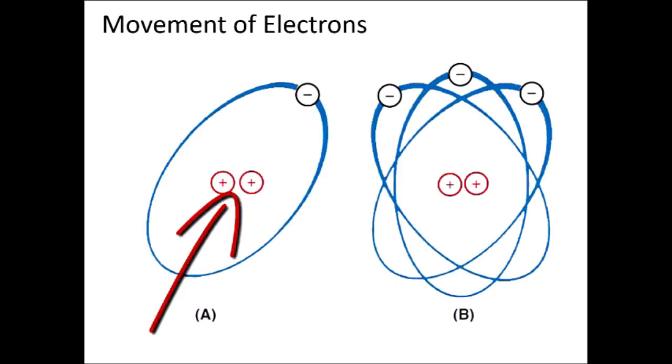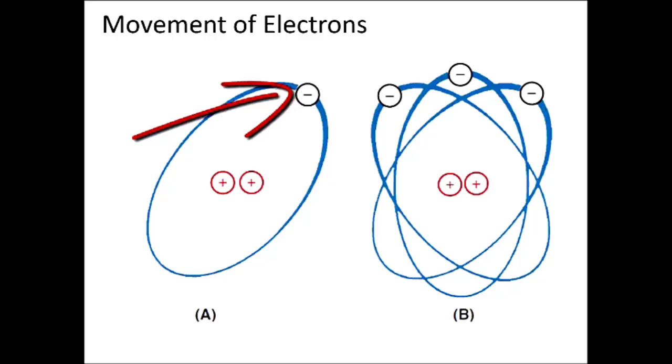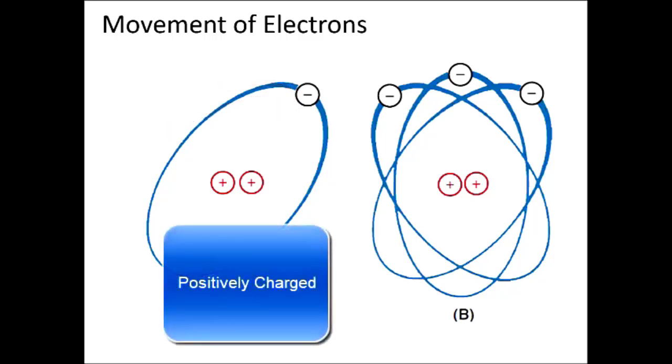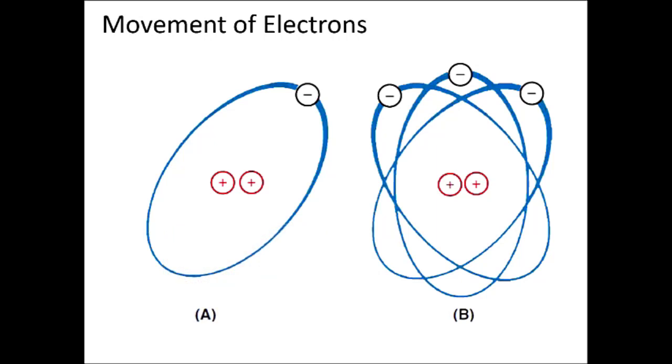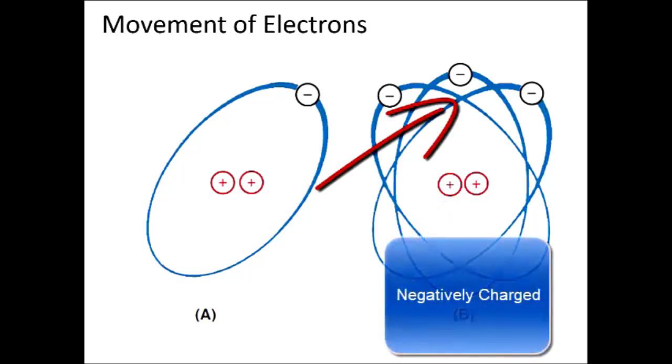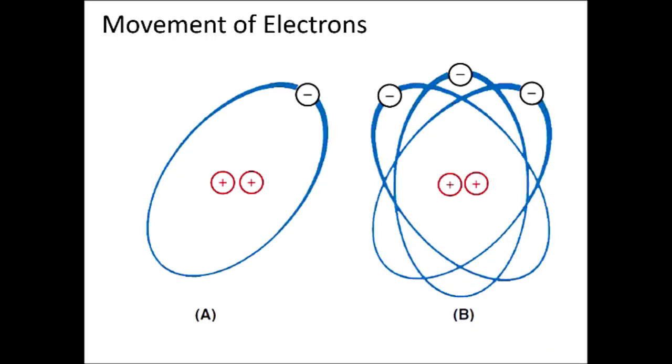Diagram A, this atom has 2 protons and 1 electron. It has a shortage of electrons and a positive charge. In diagram B, this atom has 2 protons and 3 electrons. It has an excess of electrons and a negative charge. Just kind of the opposite of the way you would think.